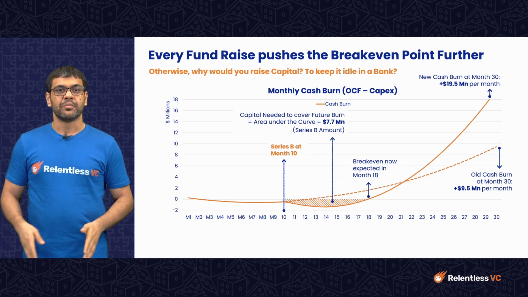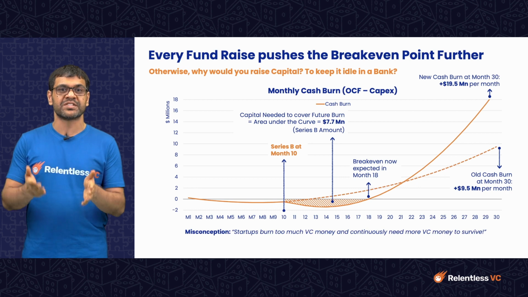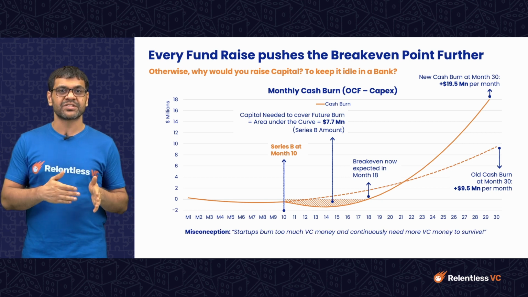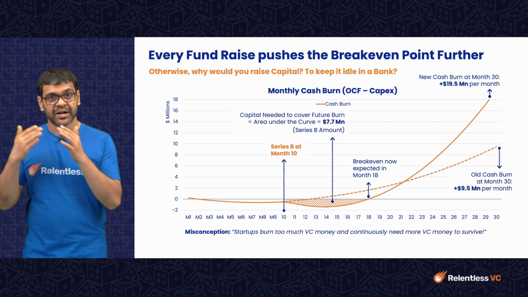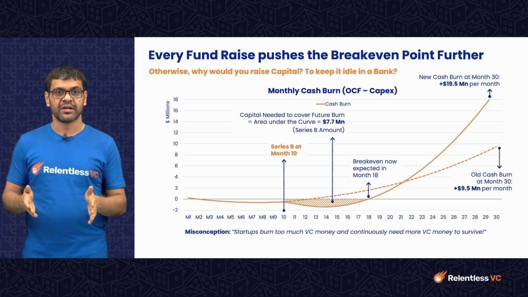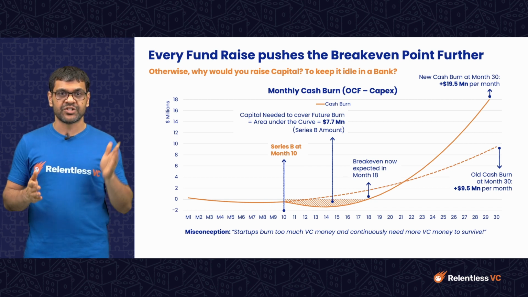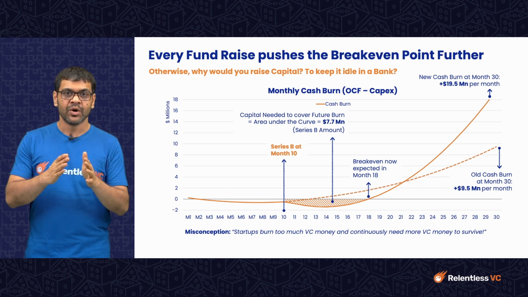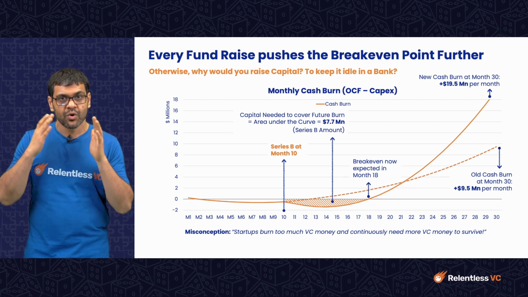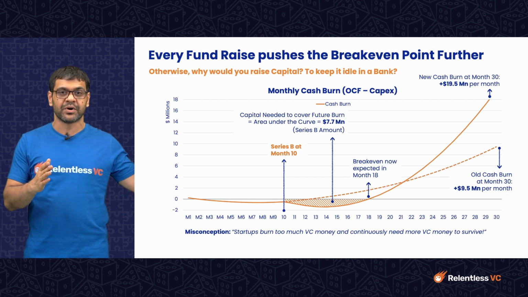Many of my MBA students express this misconception that startups burn too much VC money and continuously need more VC money to survive, or that cash burning startups keep raising more cash and keep burning more cash with no end in sight, and they worry that this must be unsustainable. Try to address these misconceptions with this cash burn projection framework that we just discussed. Can you see how a startup that keeps executing well and attracting capital to fund even more ambitious plans will always keep pushing its break-even point further and keep burning cash?